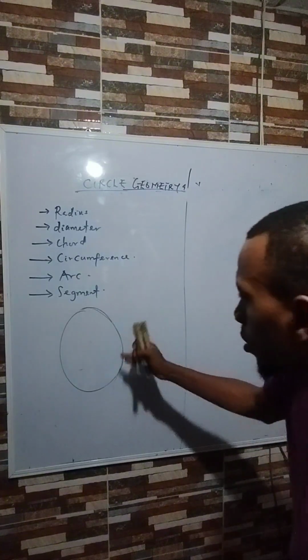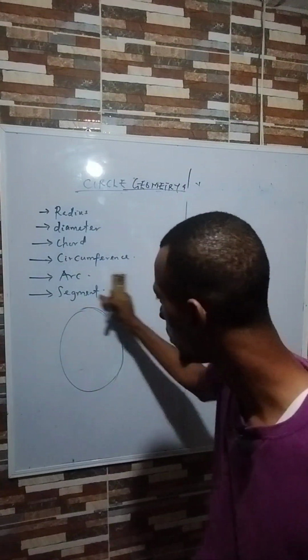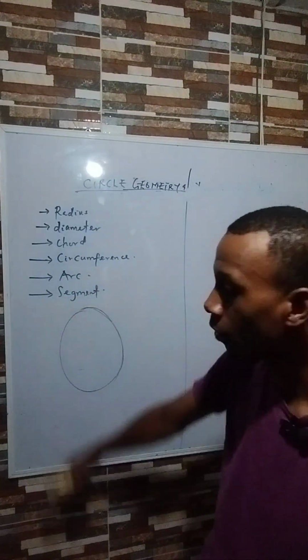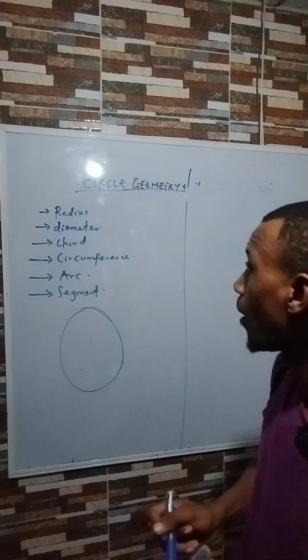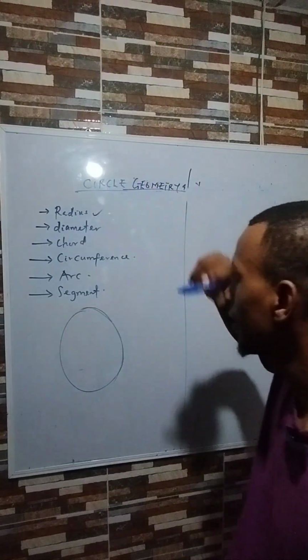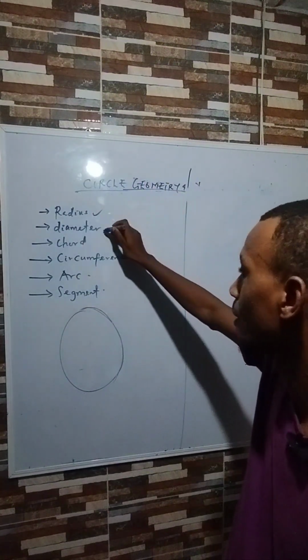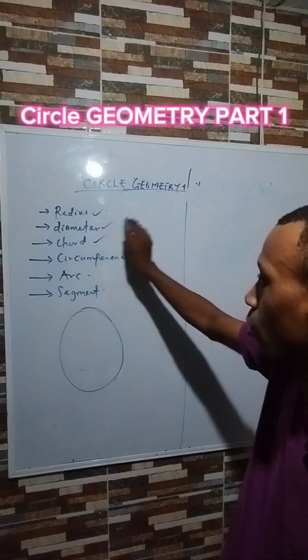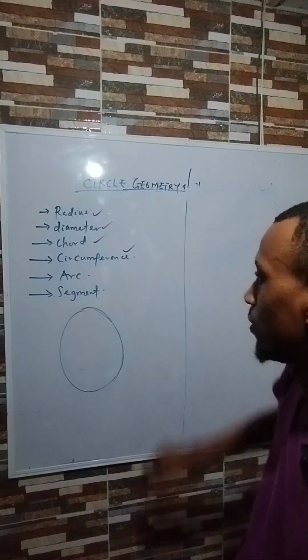This is the perimeter of a circle. The length around it is called the perimeter, or you call it the circumference of the circle. So number one, I've talked about the radius, the diameter, the chord, and the circumference of the circle.